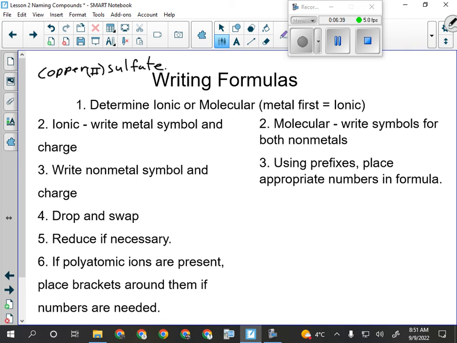So we've got copper 2 sulfate, and we know it's ionic. It says write the metal symbol and its charge, then write the non-metal symbol and its charge. Our non-metal is actually a polyatomic ion, so I go up to the table of polyatomic ions and find out that sulfate is -2. And then I drop and swap. Do I even need to bother dropping and swapping here? The charges already add up to 0. So there's my formula. Do I need brackets around my polyatomic ion in this case?